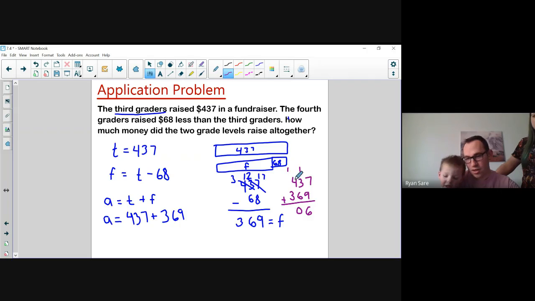My turn. Your turn? Okay, I'll let you draw a picture in just a second. Now, 1 plus 4 plus 3. It's going to be 8. So our total answer, or A, is going to be $806.